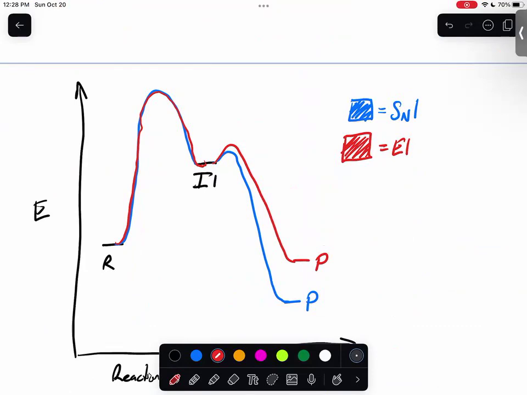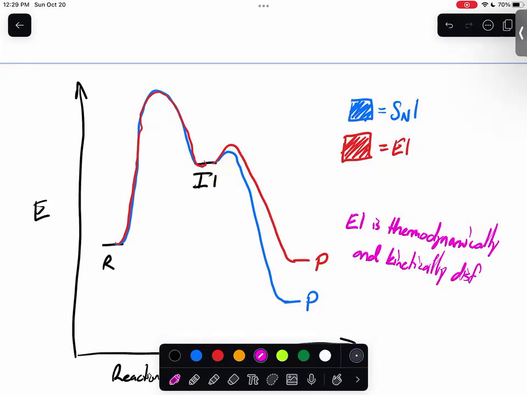If the activation energy of the second step is less favored than the activation energy of SN1, why does it matter? Because we're essentially saying that E1 is thermodynamically and kinetically disfavored, right? So why would the reaction occur? There are two reasons for this.